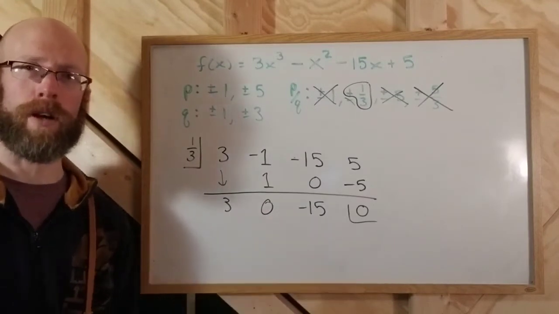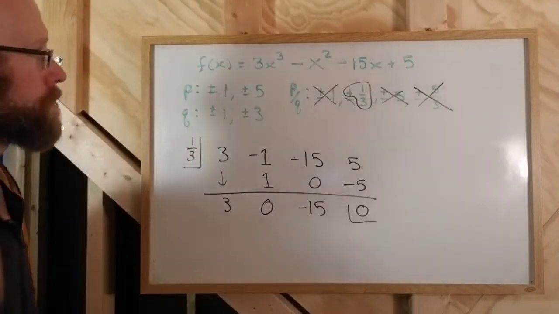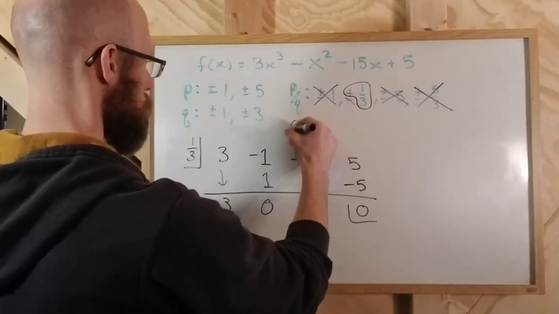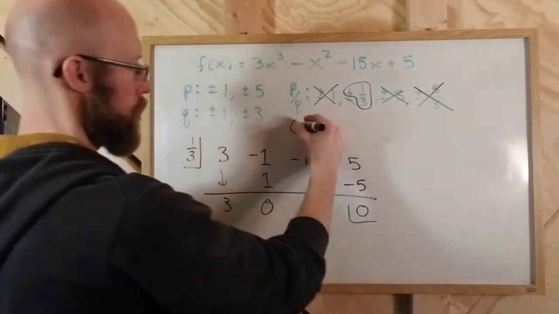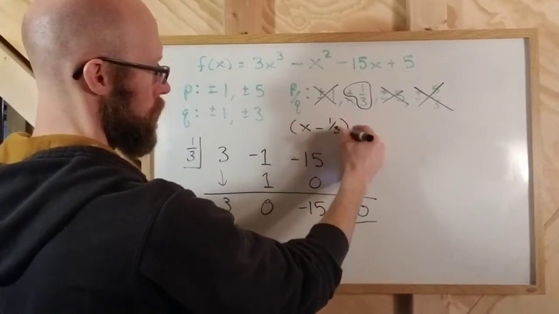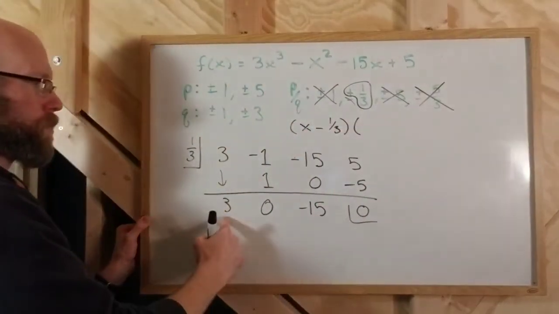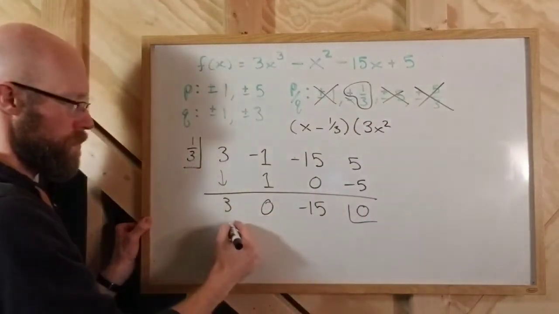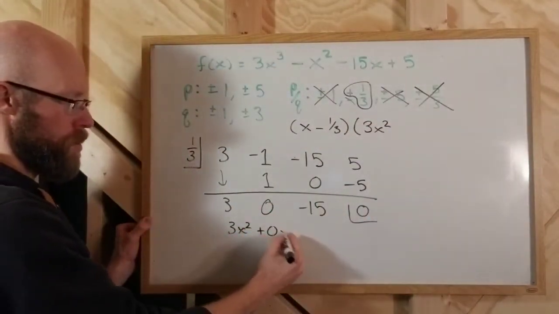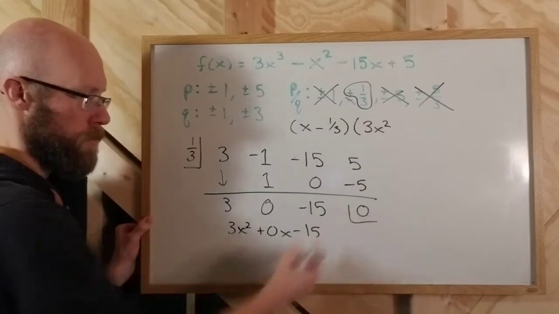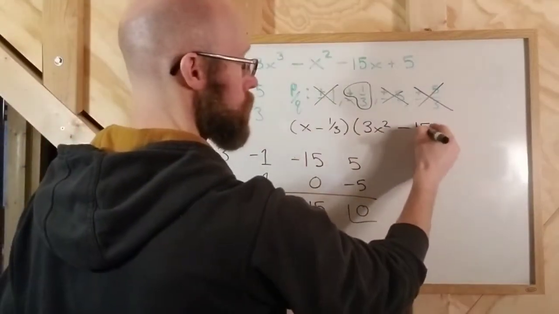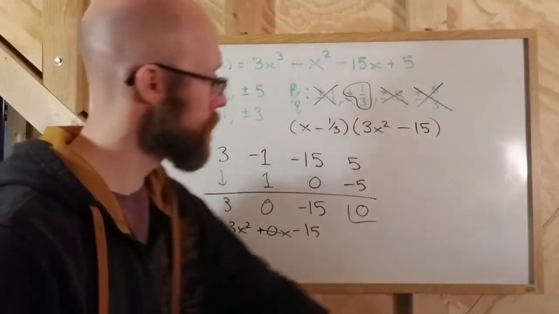They represent the depressed polynomial. It means that my original polynomial factors into x minus 1/3 times the depressed polynomial, which is 3x squared, 0x, minus 15, remainder is 0. So the 0x I don't need to include. This could be 3x squared minus 15.